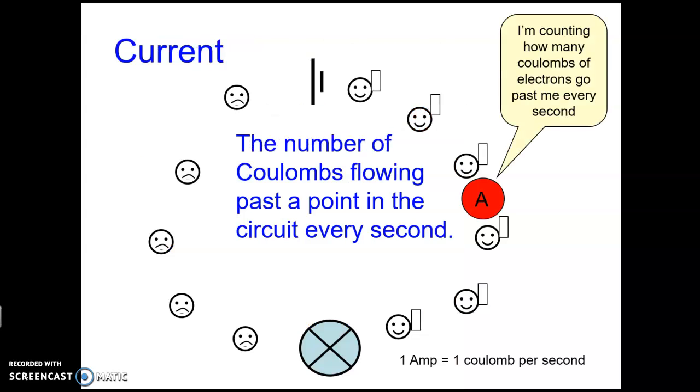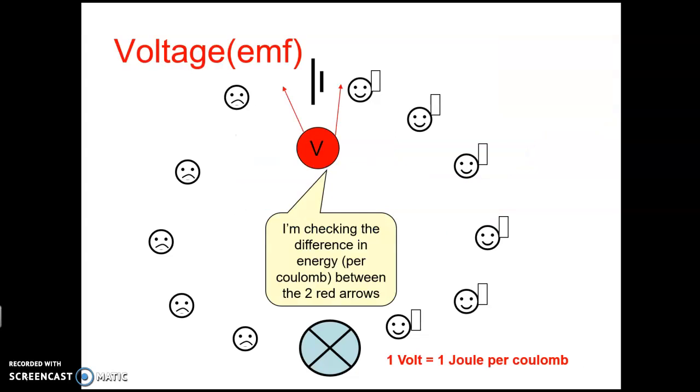So when we measure the current in a circuit, we're just measuring the number of coulombs that go past every second. And if 1 Coulomb goes round every second, we call that an amp. We say that the current is 1 amp. So if you look at the bottom right-hand corner here, 1 amp is 1 Coulomb per second. And to count that, we have to put an ammeter in the circuit, sort of in series with the circuit. So the electrons actually go through the ammeter.